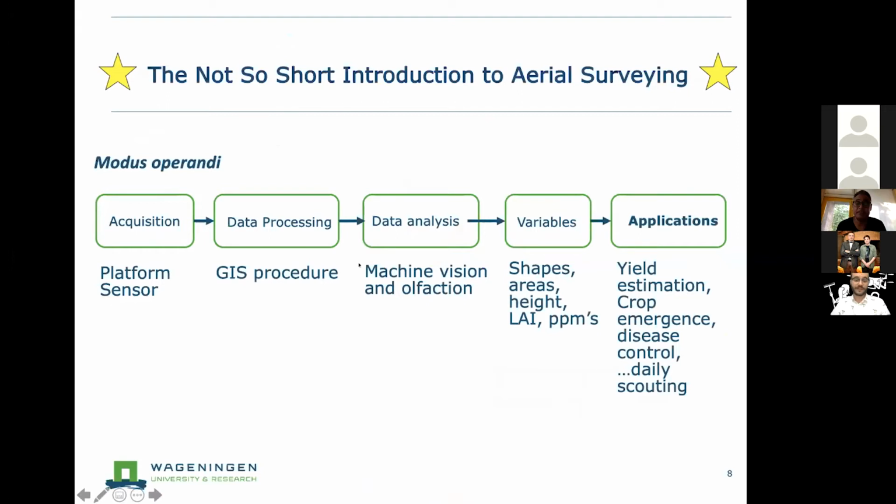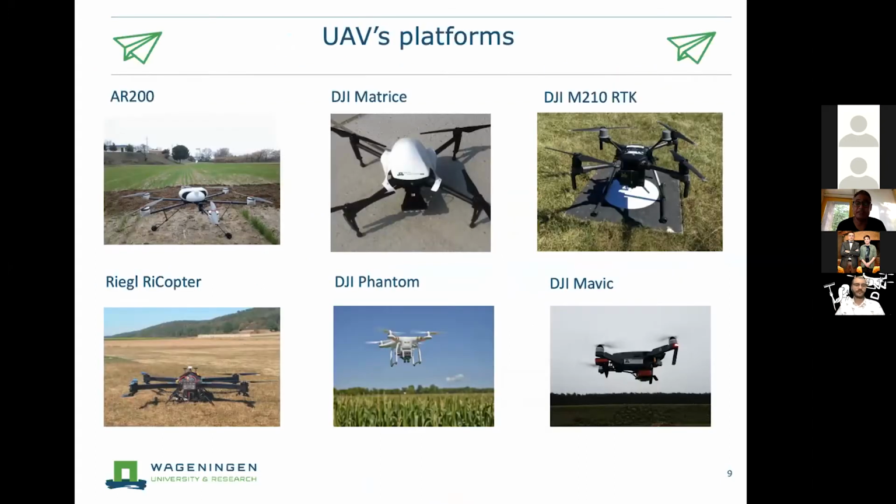And today, finally, we are going straight to the point. What I want to give you is a short introduction to aerial surveying. I have this short course, the not so short introduction to aerial survey, where you are going to learn a little bit about acquisition, data processing, data analysis, variables, and finally applications. We can have a look at several UAV platforms that can be applied for agriculture. Of course, these are the platforms that I used to work with.